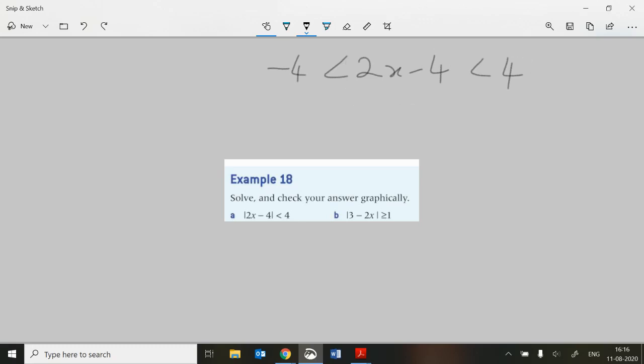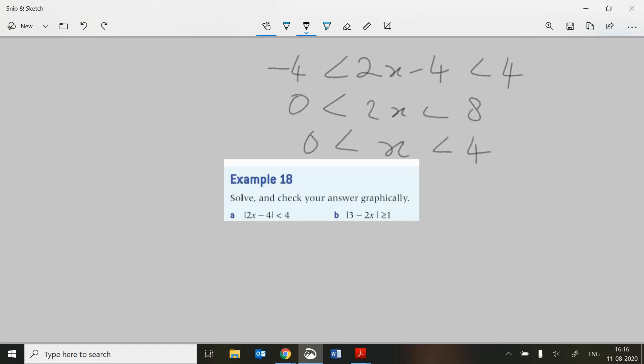Often it will be fine just to do the same things to all three parts of this, and I think this is a case where we can do that. But later on, we'll see different cases where we have to split into the two sides. So let's add 4 onto everything to start off with. We'll get 2x is less than 8, and then let's divide by 2. So we get x is less than 4. There we go, we have now solved this.